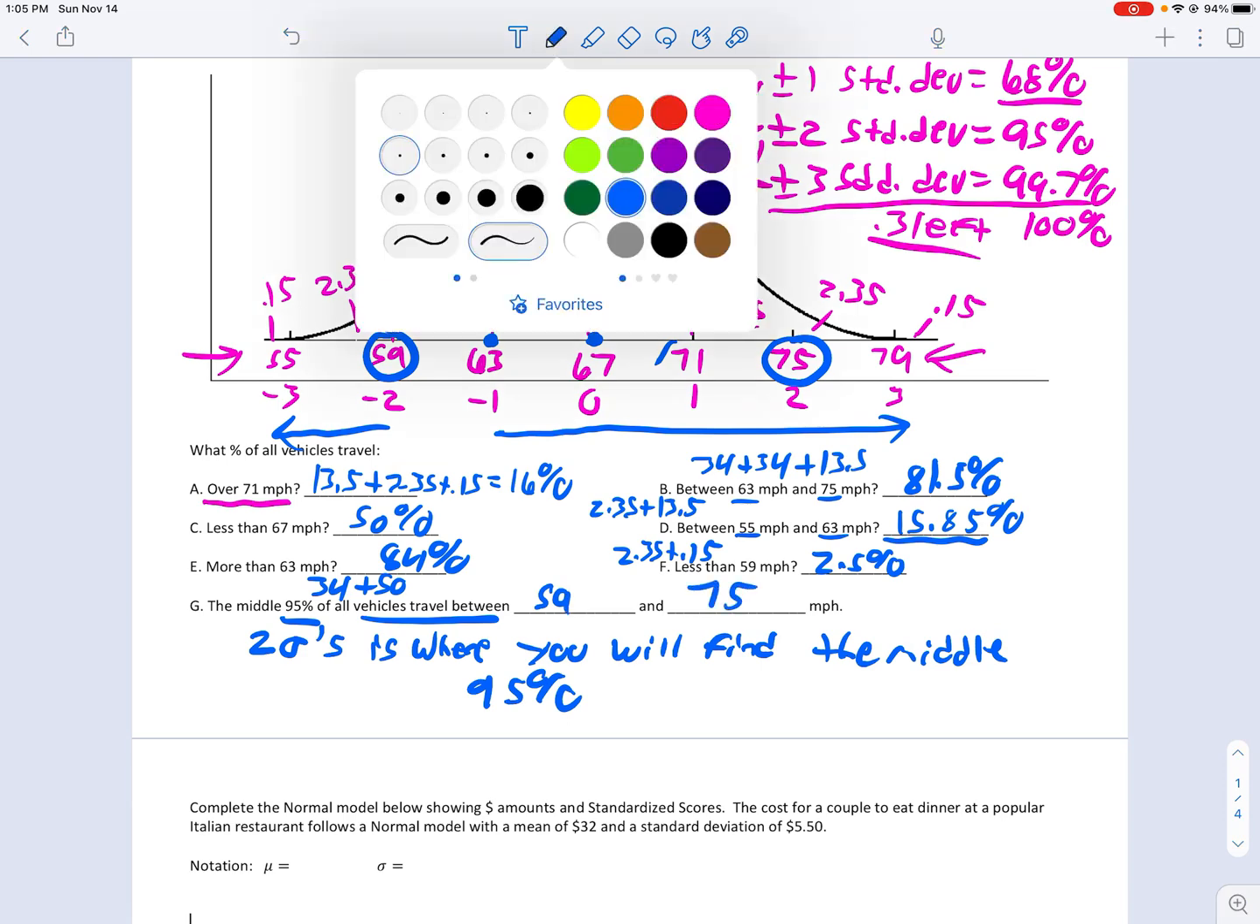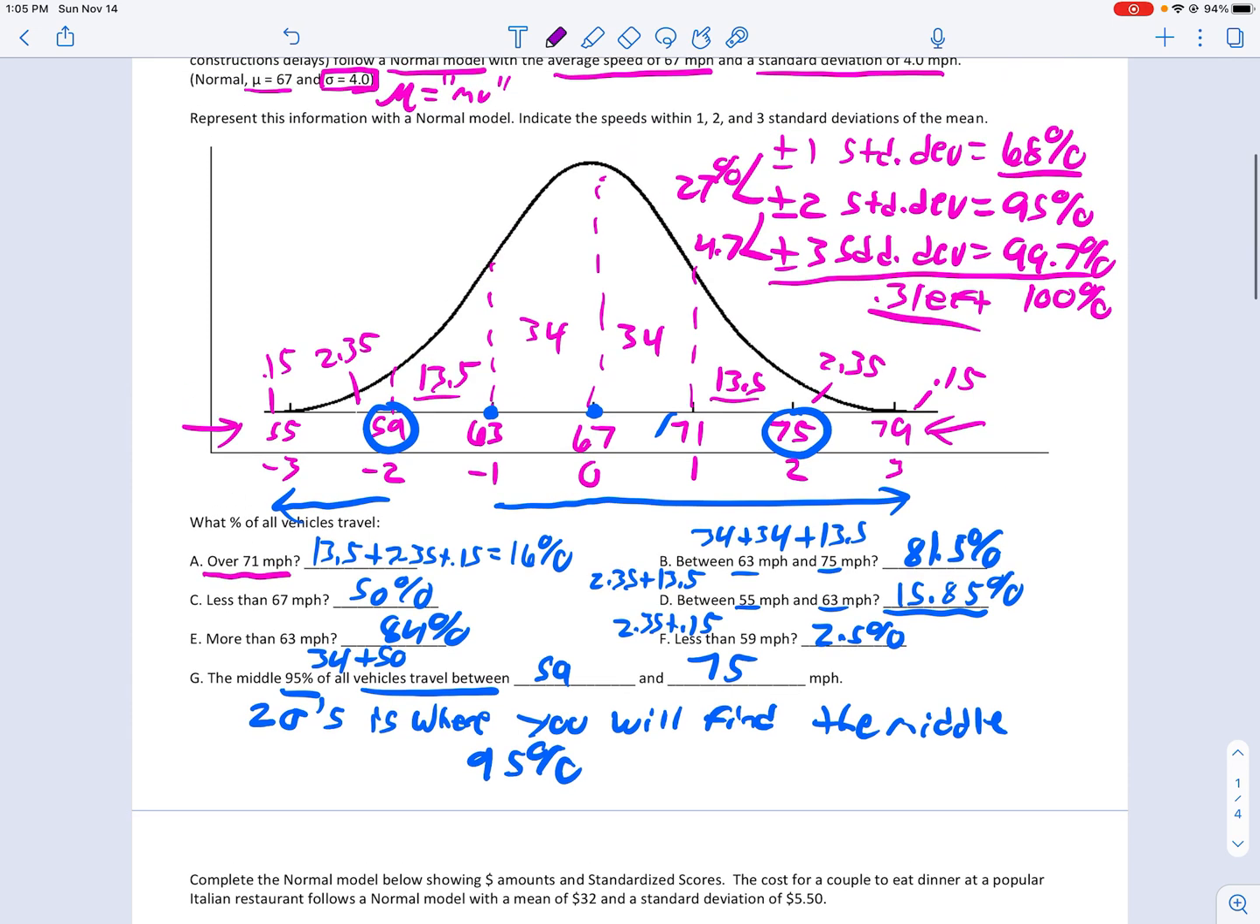Because again, 95% of the data, right here, 95% falls within 2 standard deviations. So within 2 standard deviations is 95%. So 75 is 2 standard deviations above, 59 is 2 standard deviations below.